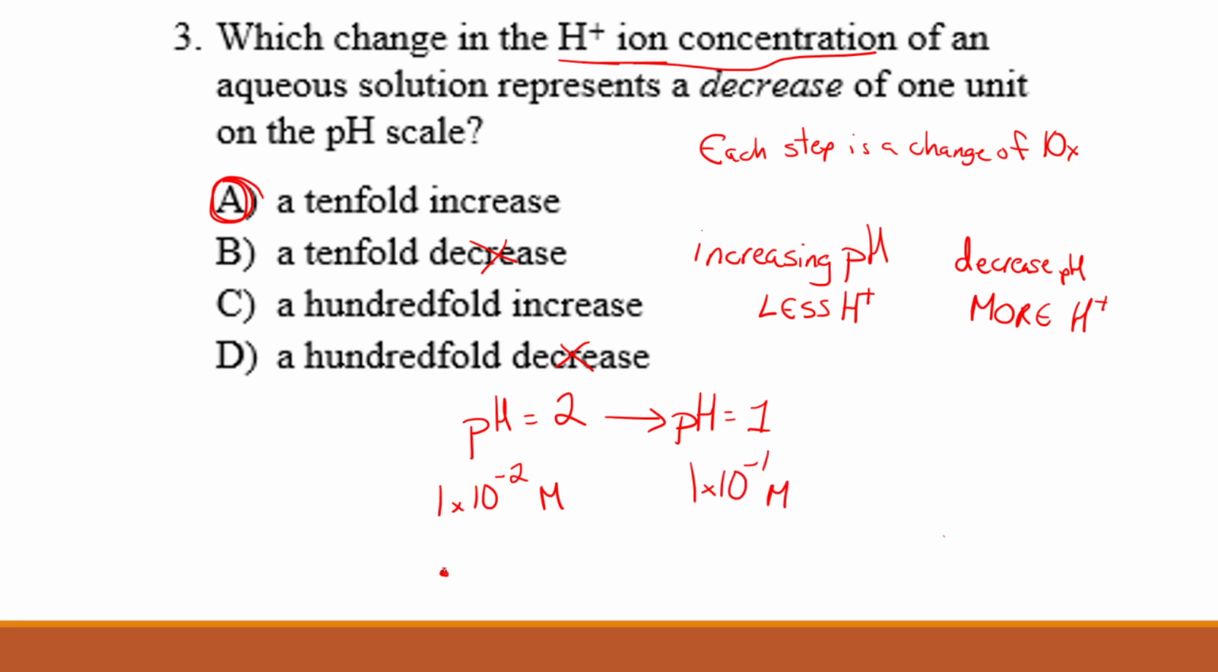If we take that out of scientific notation, a tenth, that's 1 over 10, and that's 1 over 100, it got 10 times bigger. The steps going down in pH mean more acidic, more H plus, and every step is a change of 10. So a decrease of 1 pH, a decrease is more, so it's increasing H plus. It's 1 step, so it's 10 times more.